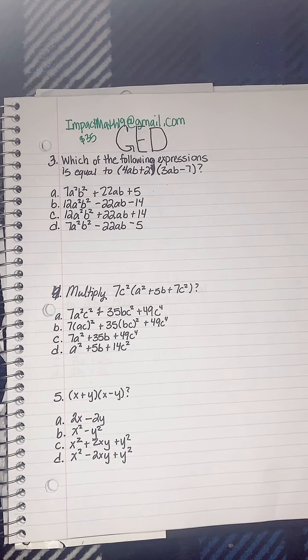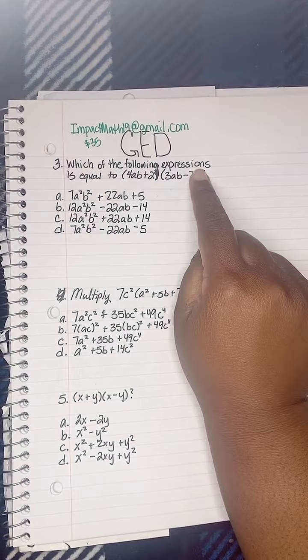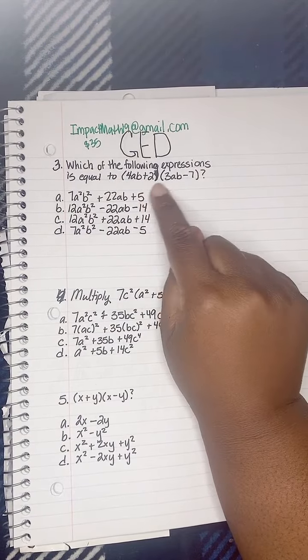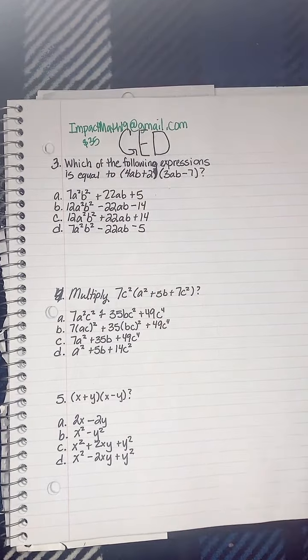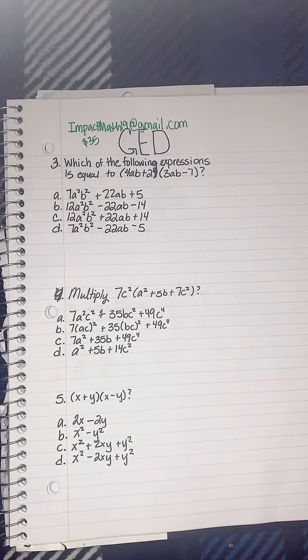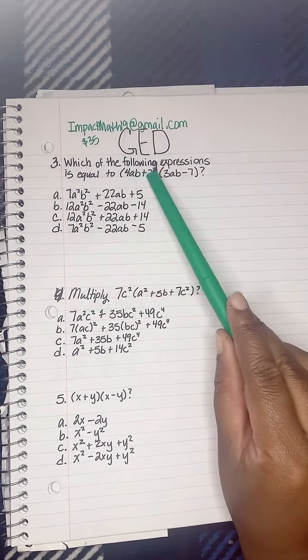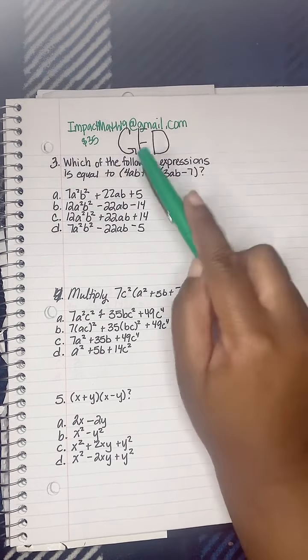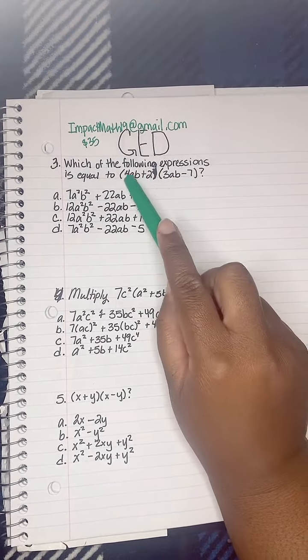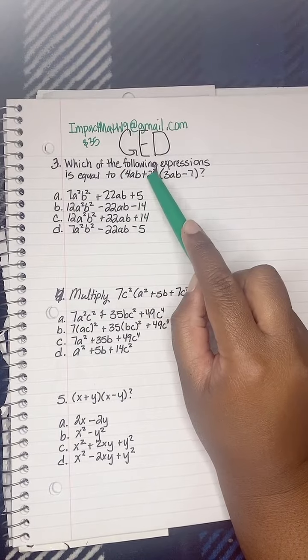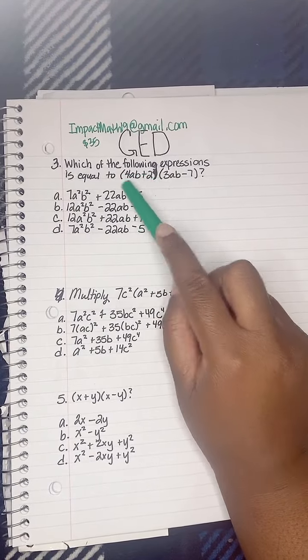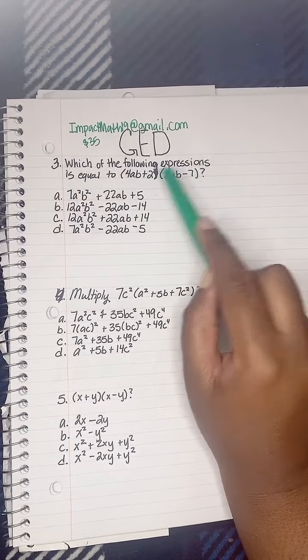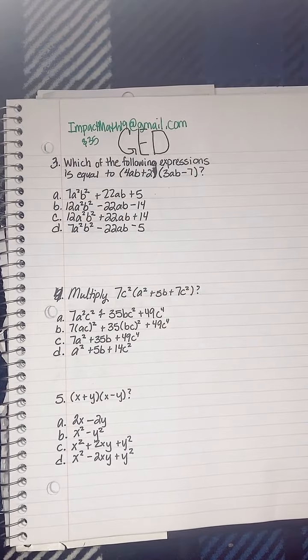All right. So number 3. Which of the following expressions is equal to this? So this is called a binomial, you guys. And what a binomial means is it's 2 terms. So this is one term. This is the next term, okay? So that makes this parenthesis a binomial. So we have 2 binomials here.